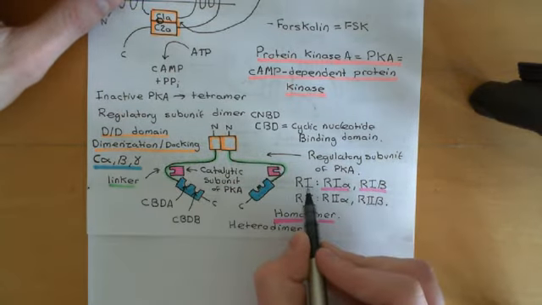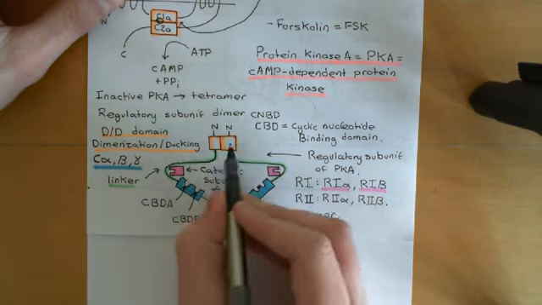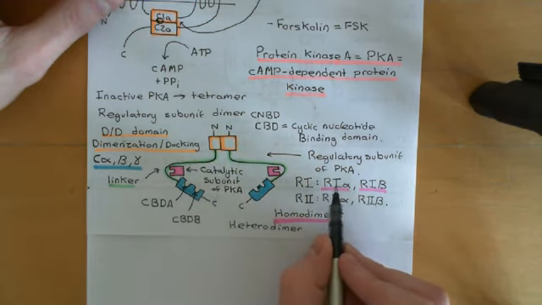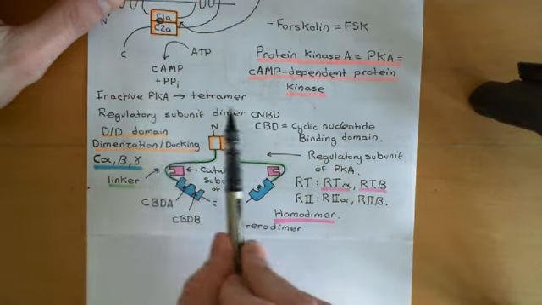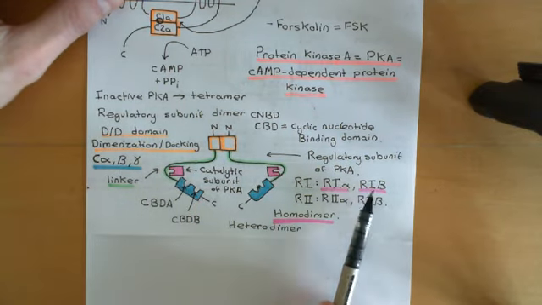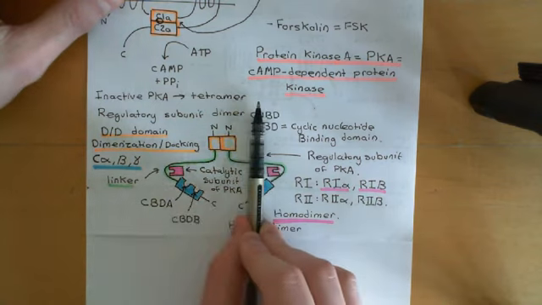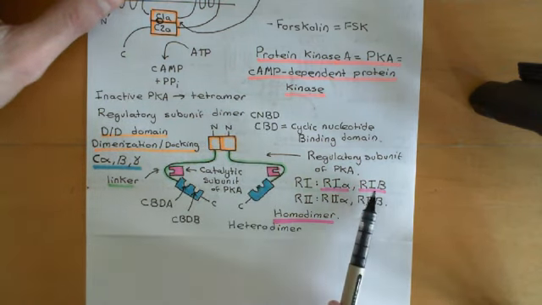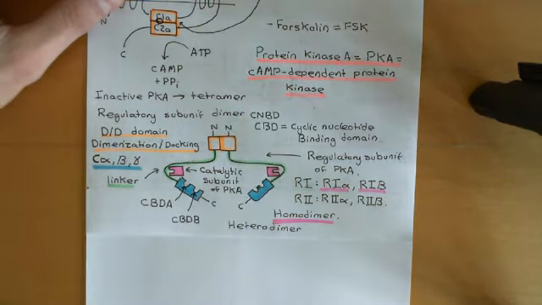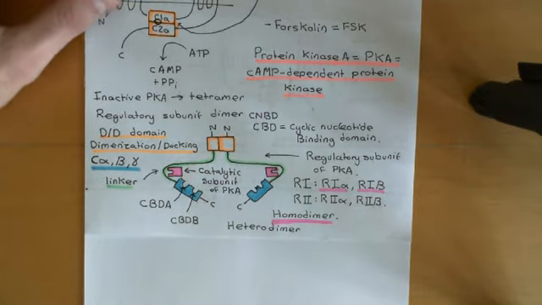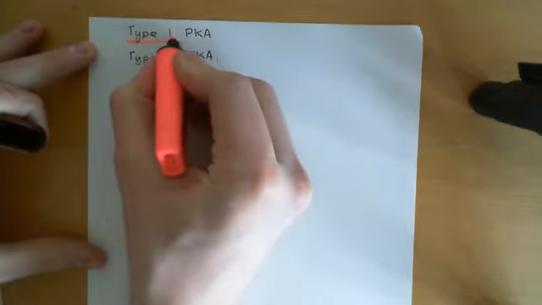Type 1 regulatory subunit dimers were built out of type 1 regulatory subunits. So you either had the type 1 alpha regulatory subunit homodimer, where you had an R1 alpha here and an R1 alpha here, or you had the R1 beta homodimer, where you had an R1 beta here and an R1 beta here, or you had the R1 alpha, R1 beta heterodimer. All of those are type 1 regulatory subunit dimers. If you have built a protein kinase A tetramer out of one of those type 1 regulatory subunit dimers, then that protein kinase A tetramer is known as a type 1 protein kinase A enzyme.